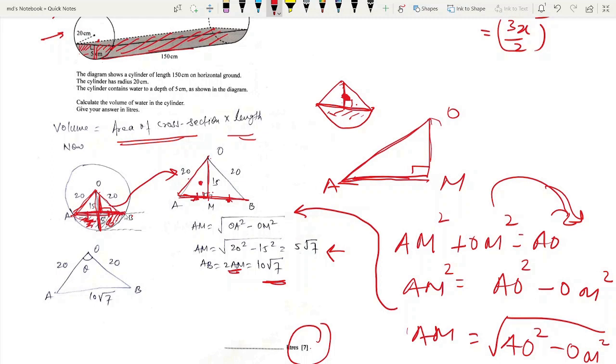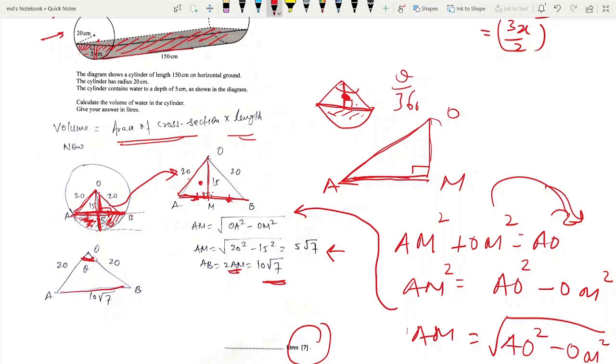So we got this length. Now here I try to find the angle as well. This angle I have to find. Do you know why we have to find this angle? Because when we are going to find the area of the sector, the formula is theta over 360, and theta is this angle. We don't have this angle, so we have to find that. So we can find easily, this is 20, this is 20, and we already found this length, which is 10 root 7.